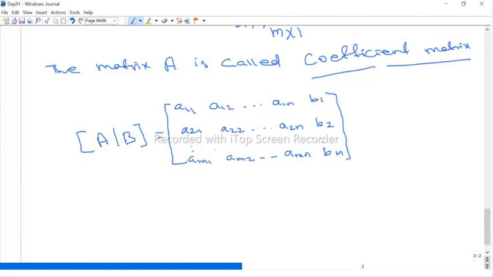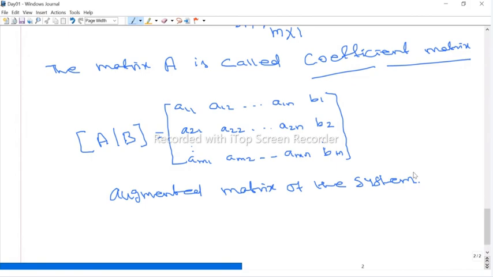So this is called the augmented matrix of the system. Okay, so this is actually a triangular matrix, need not be a square matrix.